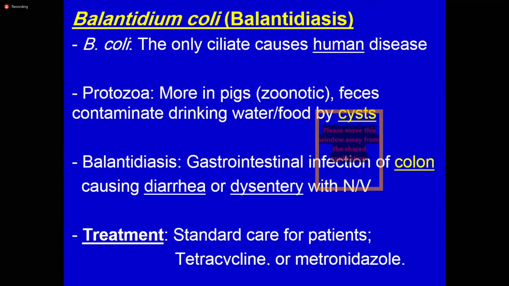Treatment, standard care of patient. You can use metronidazole. يعني فلاجيل. يعني هلا كررنا الفلاجيل بالجيارديا، هسه بالبلانتيديوم ايضا فلاجيل اللي هو الميترونيدازول. تمام؟ Tetracycline and flagyl. So it is zoonotic disease comes from pigs من الخنازير.